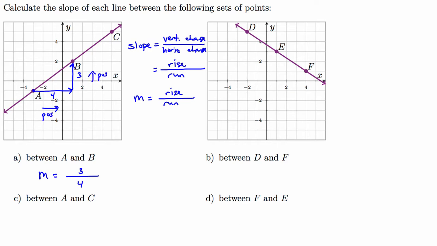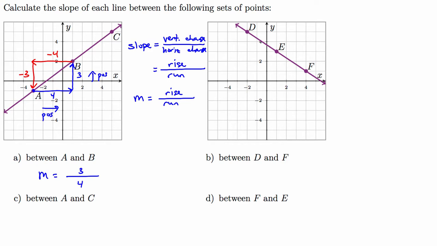I could have done this differently. I could have started out at this point B and worked my way back to A. Starting out at point B, I would have had to go to the left 4 points, and because I'm going to the left, I would mark that as a run of -4. I would have then needed to go down 3 units, and so I would have marked that as a rise of -3.